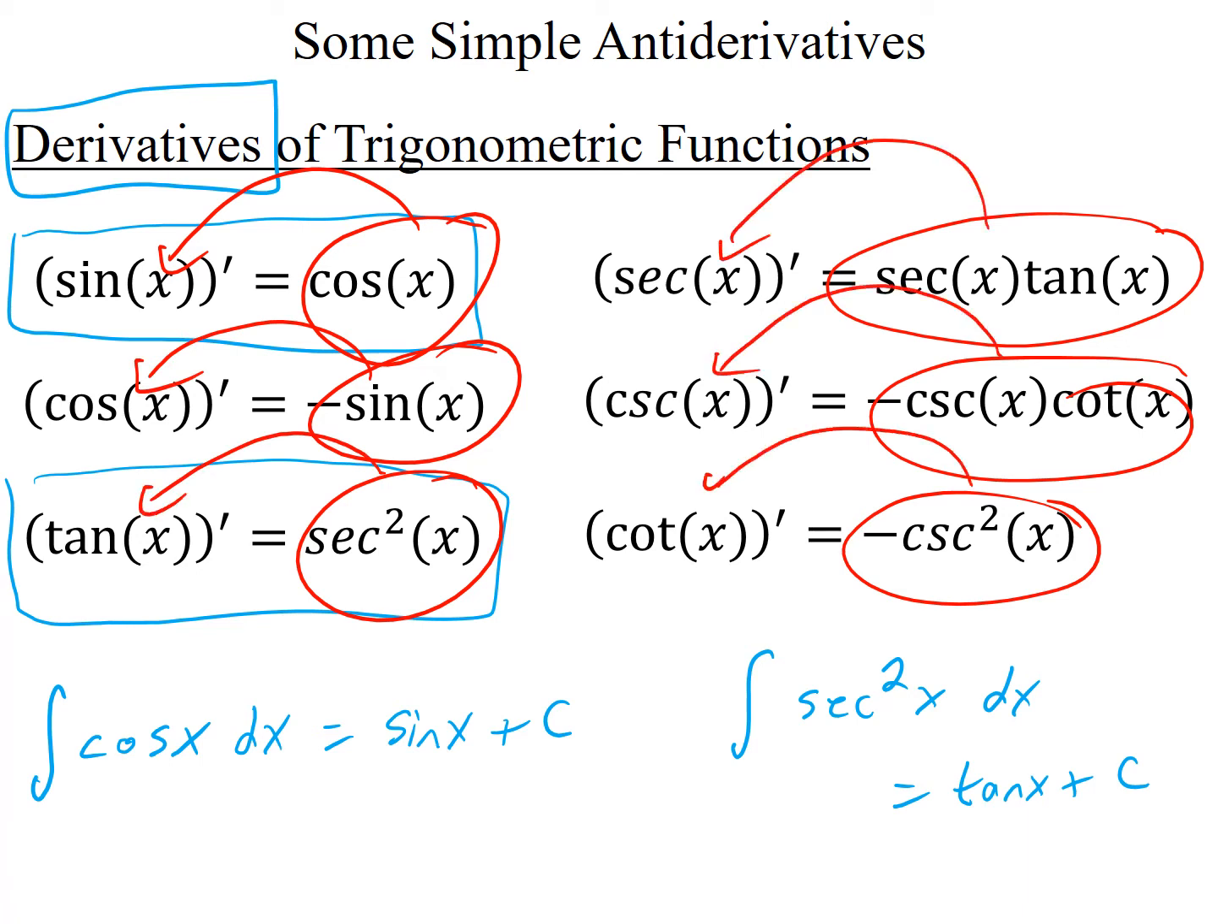Okay? Not the original problems. Like, what's the antiderivative of cosecant? Well, we haven't talked about that. Okay? But what's the antiderivative of negative cosecant cotangent? It's cosecant x plus c.